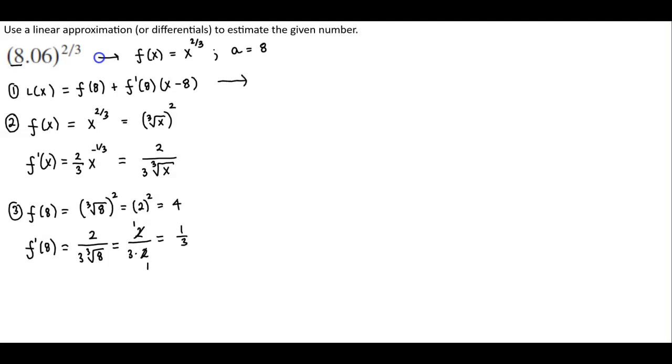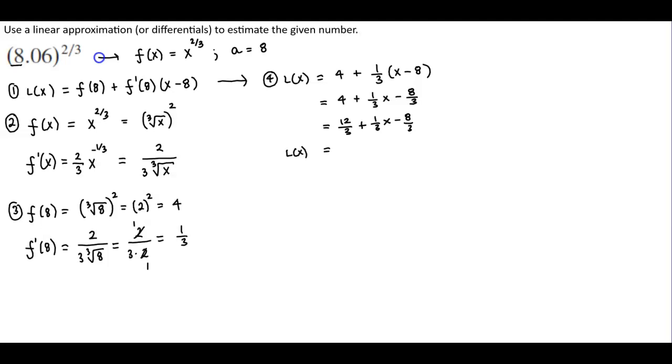Okay, now we're going to write our linearization form. So L of x is going to equal f of 8, which we found to be 4, plus f prime of 8, which is 1/3, times x minus 8. So this is going to equal 4 plus 1/3 x minus 8/3. And this is 12/3 plus 1/3 x minus 8/3. So L of x is going to equal 1/3 x plus 4/3.